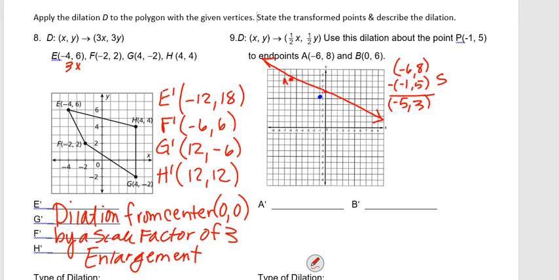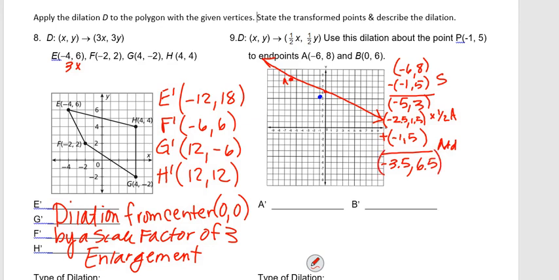Then we're going to apply our rule, which is basically multiplying everything times 1/2, right? So we're going to multiply by 1/2. So that's going to be negative 2.5 and 1.5. And then we're going to add back our point. So this was our apply, right? And then we're going to add. So when we do that, we're going to add back the point that we subtracted. So this time we're going to add the negative 1 and the 5. So when we do that, we get negative 3.5 and 6.5.